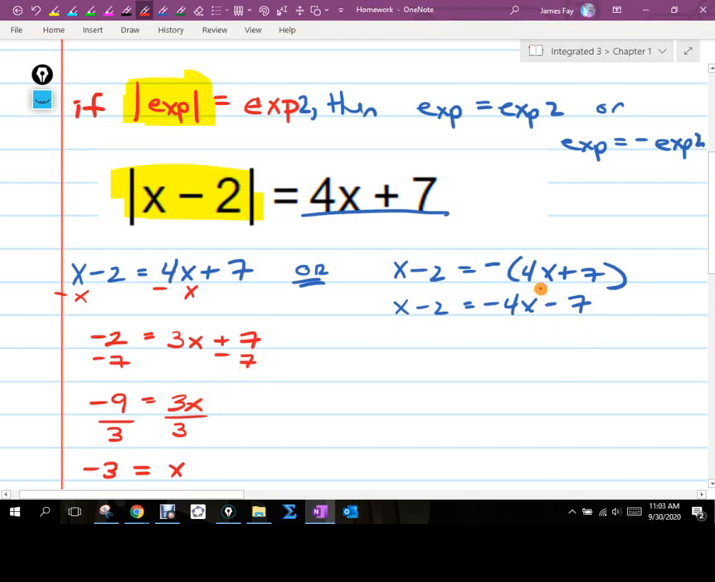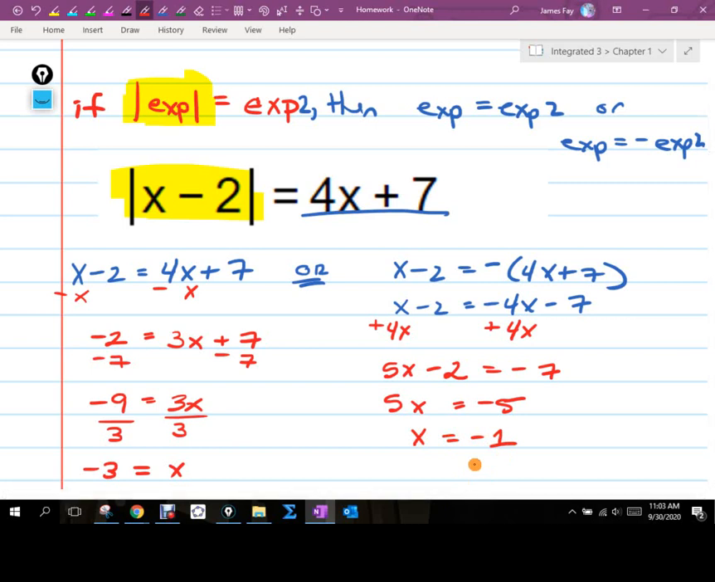Coming over here, I'm going to do then the same kind of approach. In this case, I think I'm going to add the 4x. Add 4x. It's going to give me 5x minus 2 is equal to negative 7. I'm going to add 2 to both sides. And then I'm going to divide both sides by 5. In this situation, I got integers as solutions.